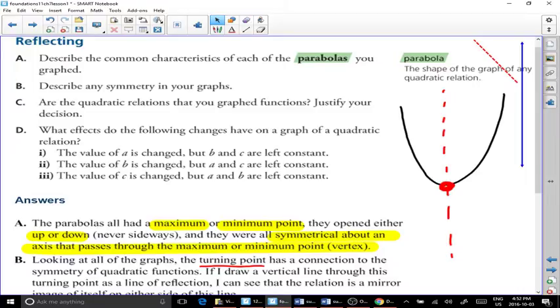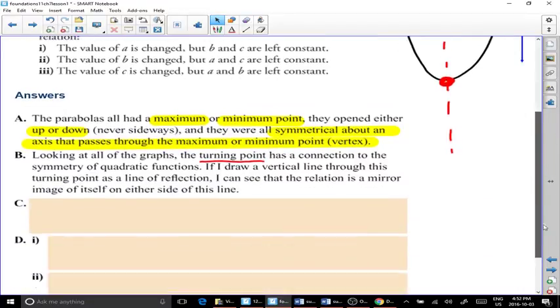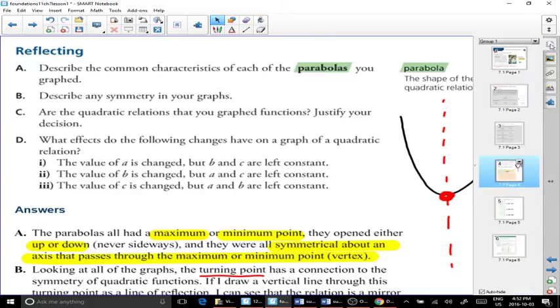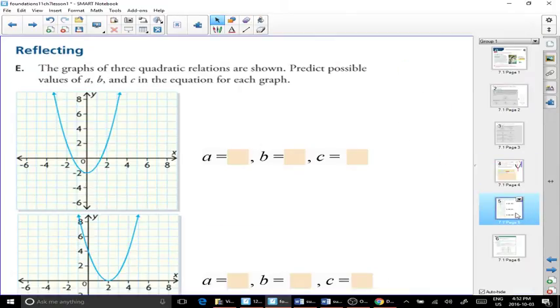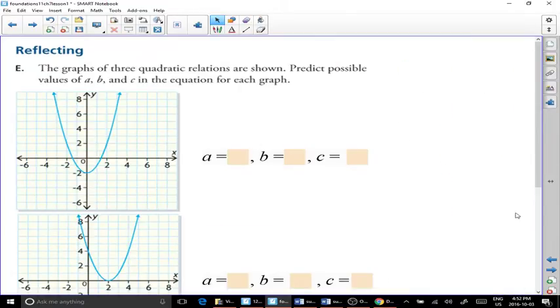Part D, what effect does changing A, B, and C have? We've already talked about that. So, the graphs of three quadratic relations are shown. Predict possible values of A, B, and C.